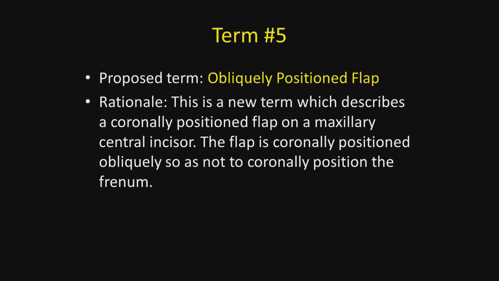Term number five, proposed term: obliquely positioned flap. This is a new term, and the rationale is that this is a coronally positioned flap that is positioned obliquely in the maxillary central incisor area so as not to coronally position the frenum.